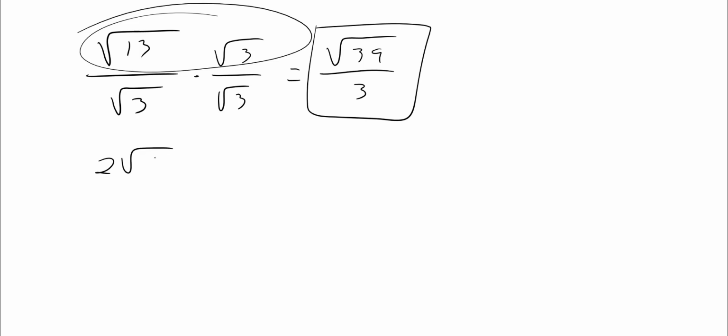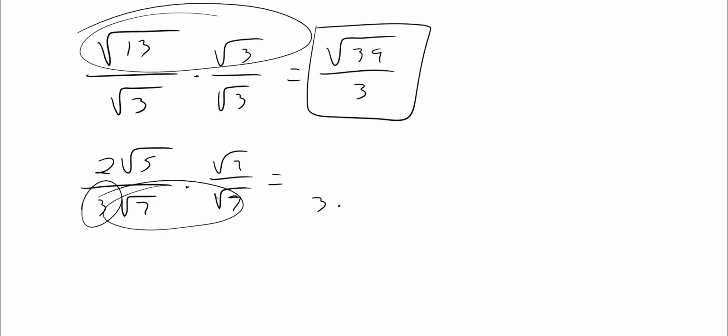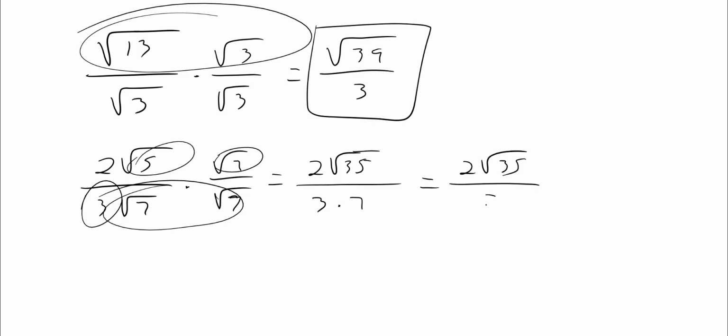Let's say I had 2 square root of 5 over 3 square root of 7. I'm going to multiply the top and the bottom by just the square root of 7 over square root of 7. I don't care that I have a 3 here. That 3 is just hanging out there, but I don't care. On the bottom, that 3 is still there, and now you multiply the square root of 7 times square root of 7, which is 7. And the top, square root of 5 times square root of 7 is square root of 35, so it's 2 square root of 35. So your final answer for this problem is 2 square root of 35 over 21. Okay? Pretty easy.